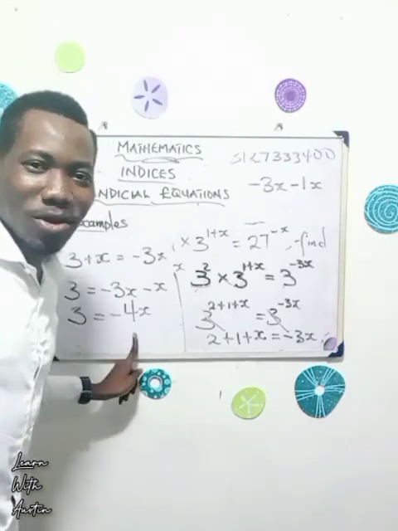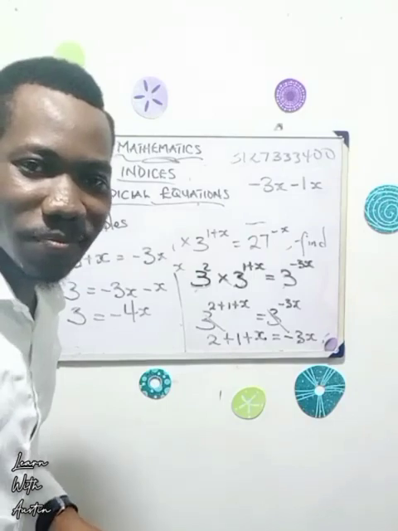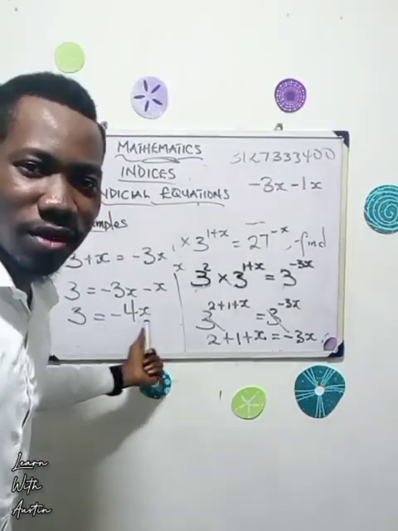Alright, sir? That's how we got our minus 4x. So now we are looking for the value of x. What are we going to do next? So what are we going to do next for us to get the value of x?